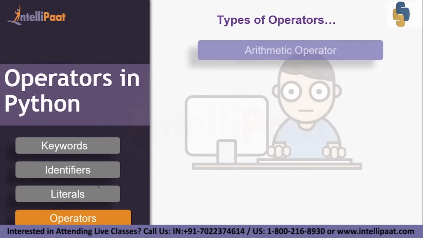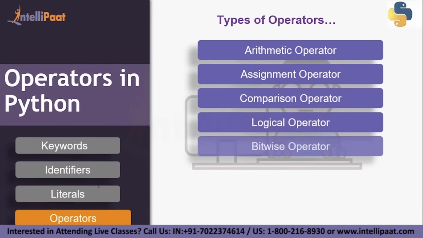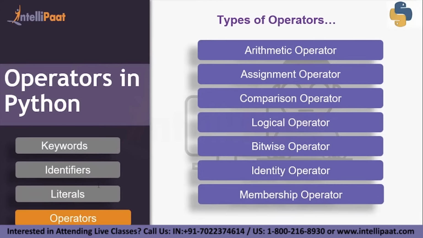So what are these operators? Well, these are some specific characters which have a specific task to perform. And based on the function and the task, the operators are further segregated into 7 different types of operators: arithmetic operator, assignment operator, comparison operator, logical operator, bitwise, identity, and membership operator. Fine. So let me discuss them one by one.